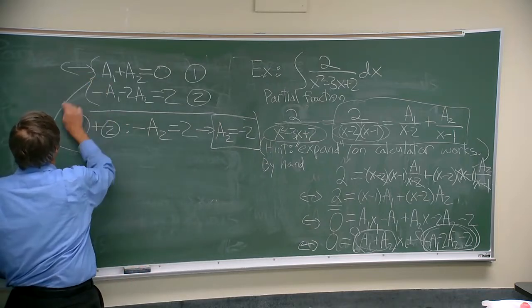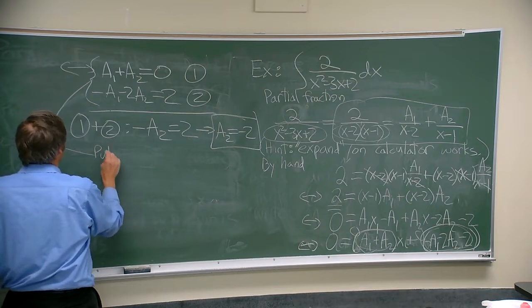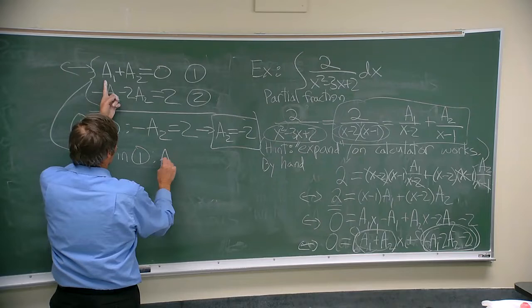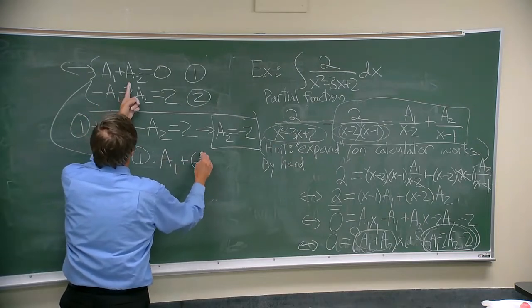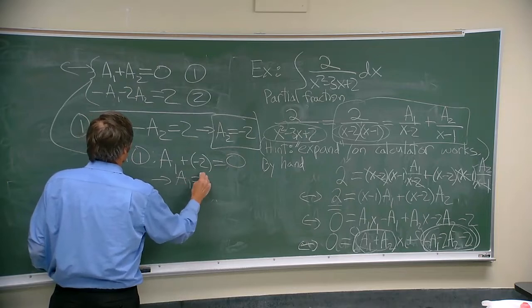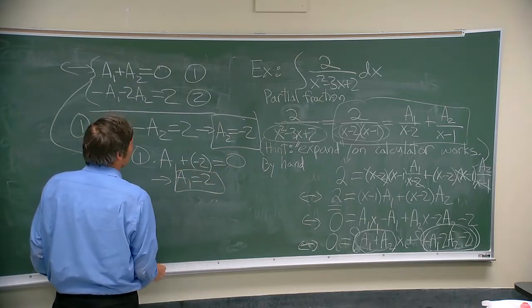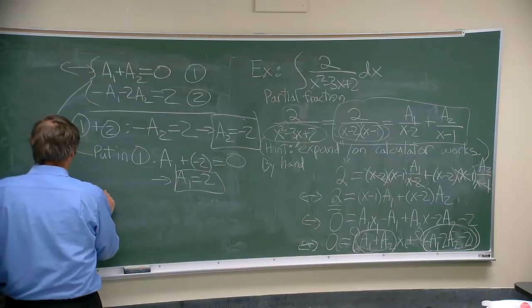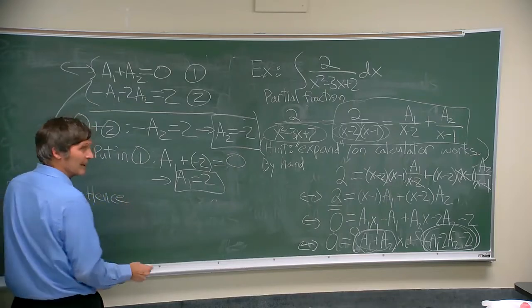So I've got one of the two numbers. Now I can substitute it into either equation, take the easier one, equation 1. Then I have A1 plus negative 2 equals 0. Apparently, from that, A1 equals 2. So now I've got the coefficients.